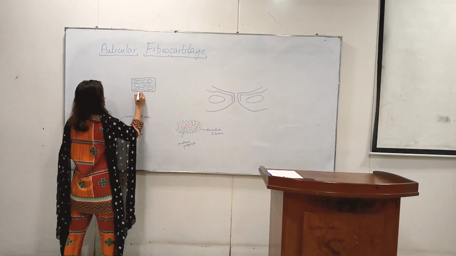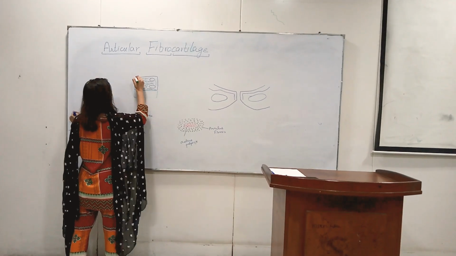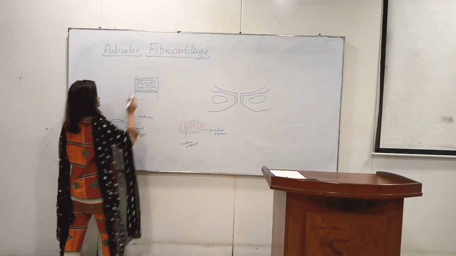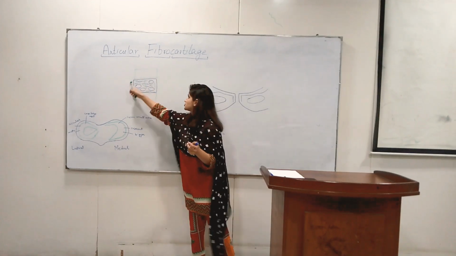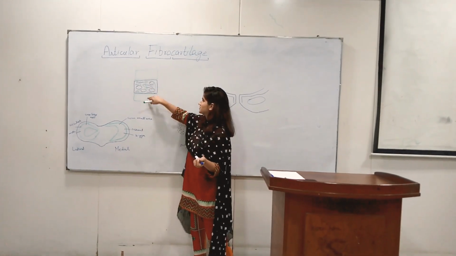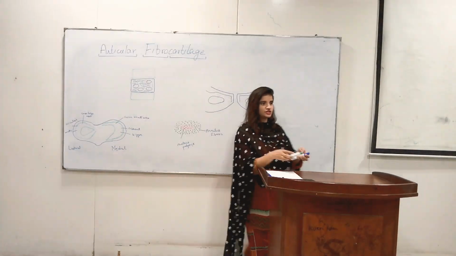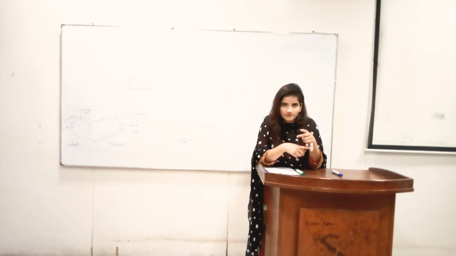For example, these are two articular surfaces. In between them, articular fibrocartilage is present. This articular fibrocartilage, this structure which is present between two articulating surfaces, this is soft tissue, and it is present in two types, in the form of disc and in the form of menisci.